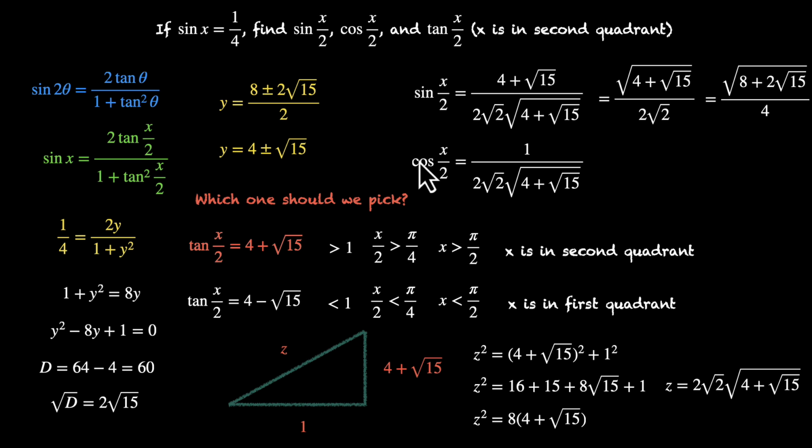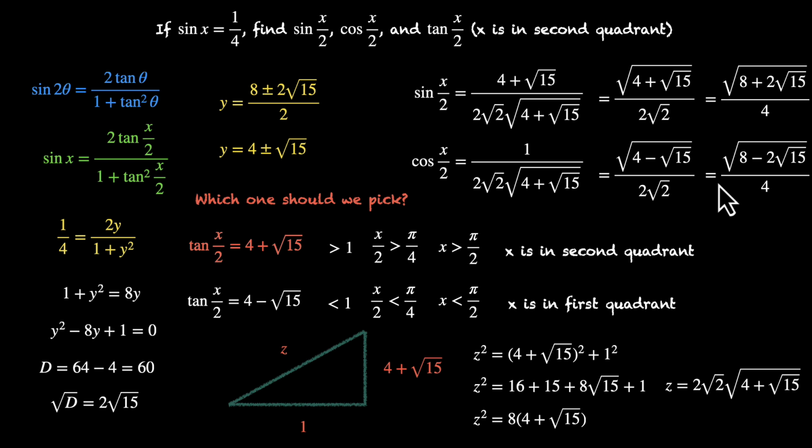Let's do the same thing with cos x by 2. Let's rationalize the denominator. We can multiply numerator and denominator by square root of 4 minus root 15. So the numerator will be square root of 4 minus root 15 and the denominator will be the square root of 4 plus root 15 multiplied by the square root of 4 minus root 15, which gives us 16 minus 15, that's 1. So that entire thing is 1 and we're left with just 2 root 2. Multiplying both numerator and denominator by root 2, we can get rid of this root 2 here. So this becomes square root of 8 minus 2 root 15 divided by 4. So this is our cos x by 2, sin x by 2 and tan x by 2.